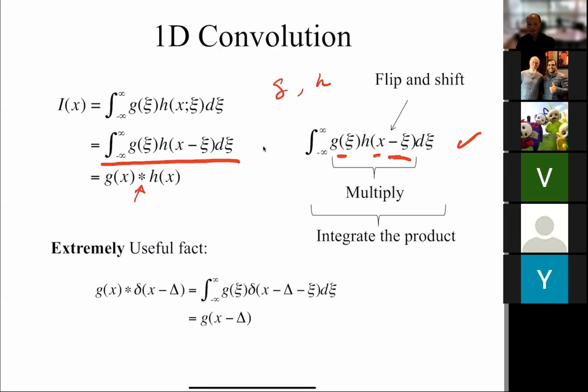But one super useful fact that you should definitely remember for this course is if I take any function g of x, and we'll assume that this is a nice smooth function, and I convolve it with delta of x minus delta, that has the very interesting property from the sifting theorem that it just gives you g of x minus delta. That's a super useful thing to do. That means that I can represent shifting things around by just convolution with a shifted Dirac delta function. Okay.